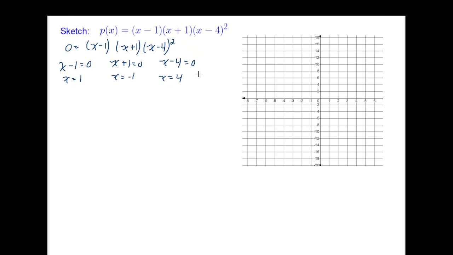We're going to plot those. Maybe I'll just label that just so we remember. So we'll plot those on our grid. X equals 1 is over here. X equals, whoops, sorry, I got that backwards. That's x equals negative 1. Here's x equals 1, and here's x equals 4. So we have the x-intercepts. We could also find the y-intercept the same way that we did before by substituting a 0 in for x. So let's evaluate p at 0. So all we're going to do here, sub a 0 in everywhere we see an x.